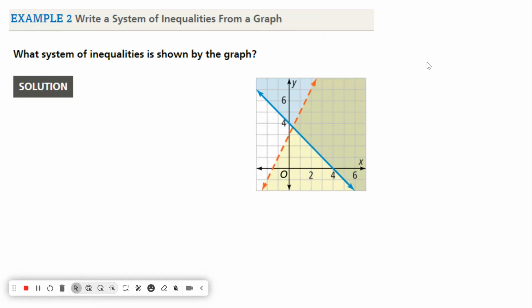Okay, 4 or 5 notes, video number 2. So now we need to write a system of inequalities that is shown in the graph.